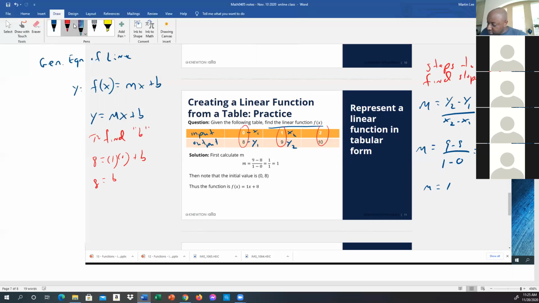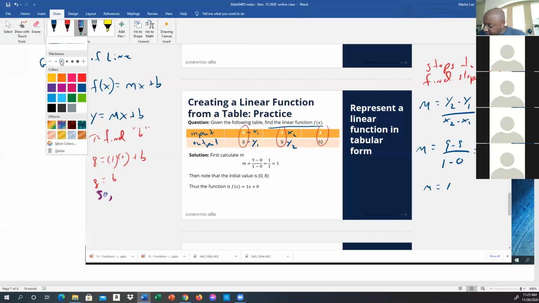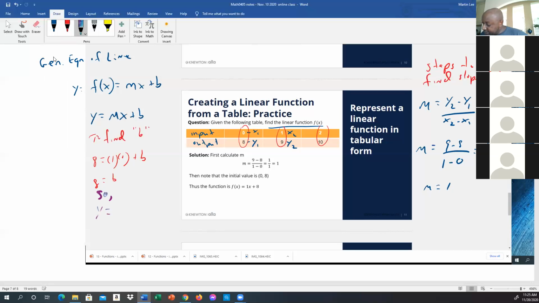So my equation for the line is going to be y equals m, which is 1, times x, plus b. Or you could just write y equals x plus 8, because that's what b equals. And I know they have it written this way also.